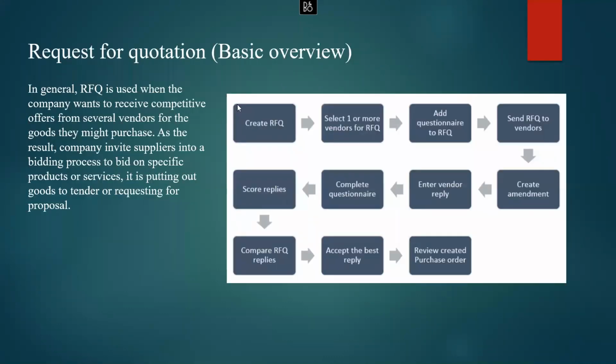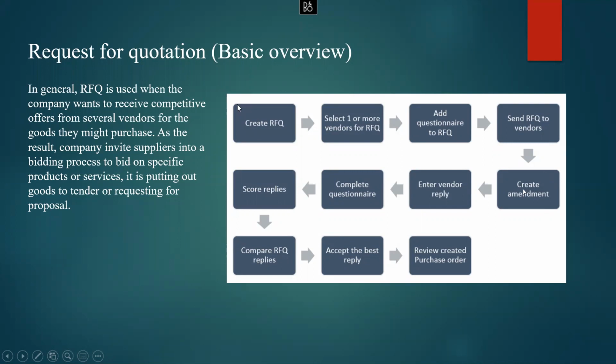So here we can see the basic overview. The first step will be creation of request for quotation. Then we'll obviously select one or more vendors. Then we can add a questionnaire if you want that. For example, if there are certain questions that you want to ask vendors besides the unit prices and discounts, then you can do that also. Then you are going to send the request for quotation to the vendors. And after sending it, maybe you forgot something, for example, you forgot to add a questionnaire. So you can create an amendment. So you can amend that request for quotation and then resend it again.